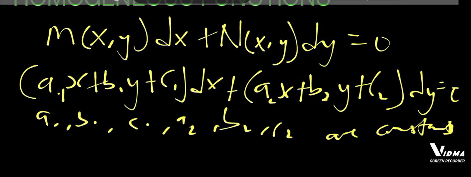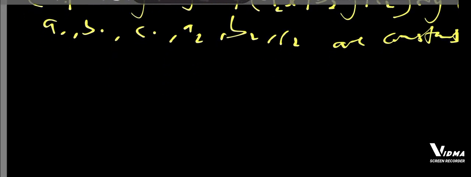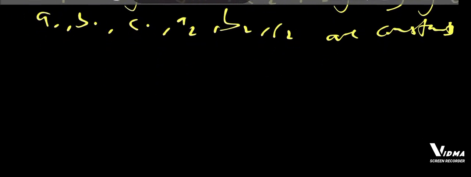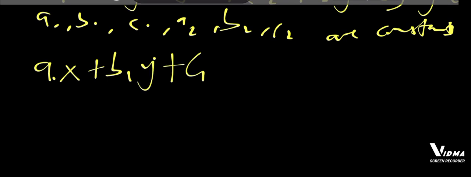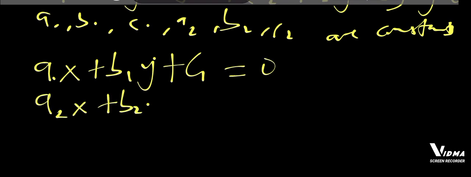If they are all constants, we can then look at two cases on how to bring it into a homogeneous function. We are going to look at two cases here. So I'm going to write those two coefficients. Okay, I have my a1x plus b1y plus c1 being equal to 0, and a2x plus b2y plus c2 being equal to 0.